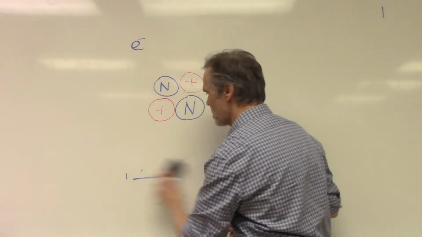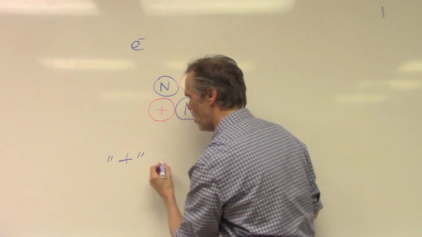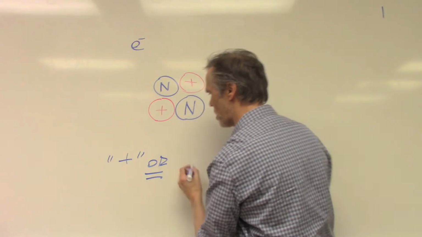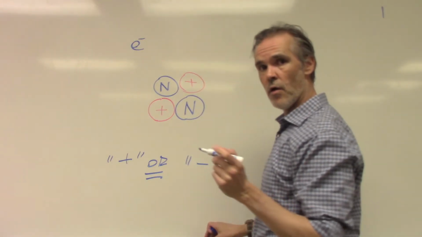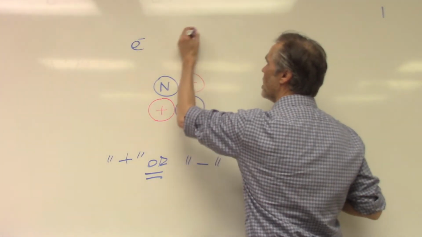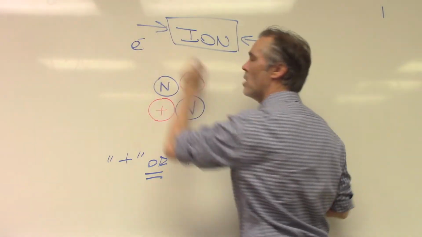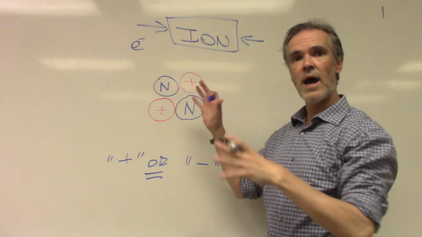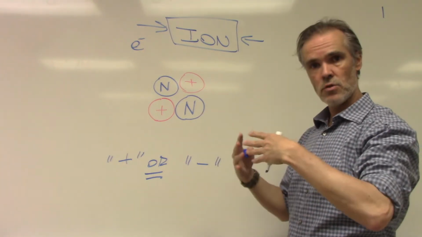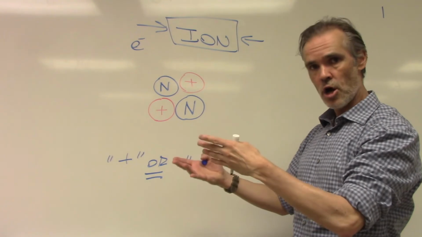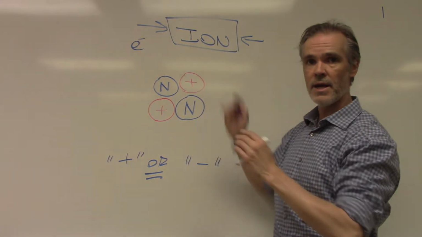And in that case, when we have something that is either positive or negative, we will now call this an ion. Okay? So this is now an ion. It is an atom that has lost or gained electrons. It has a charge, a net charge to it, and it is now called an ion.